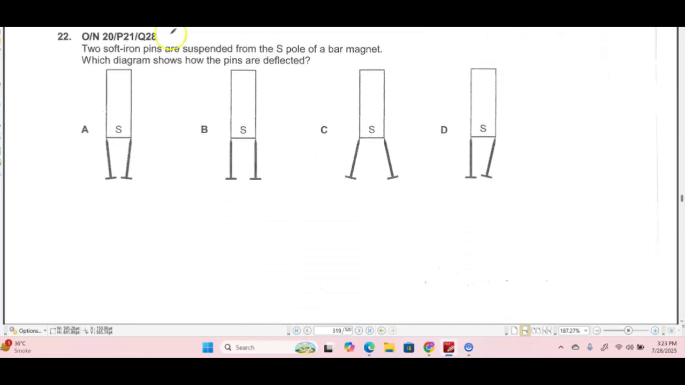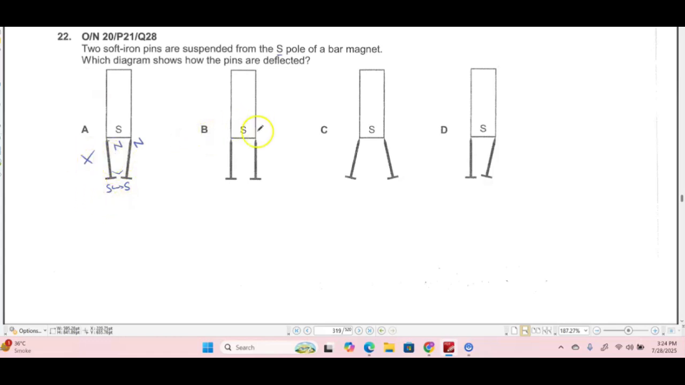Question number 22. Two soft iron pins are suspended from a south pole of a bar magnet. Which diagram shows how the pins are deflected? Okay. This shows that if these pins are attracted to the south pole, so here it's going to be north pole. Here is north and here is north as well. And here there is going to be south pole, and these two pins are attracting each other. So like poles repel each other.